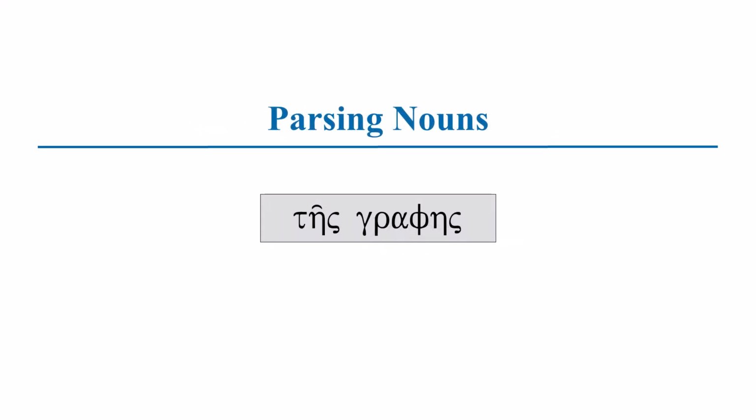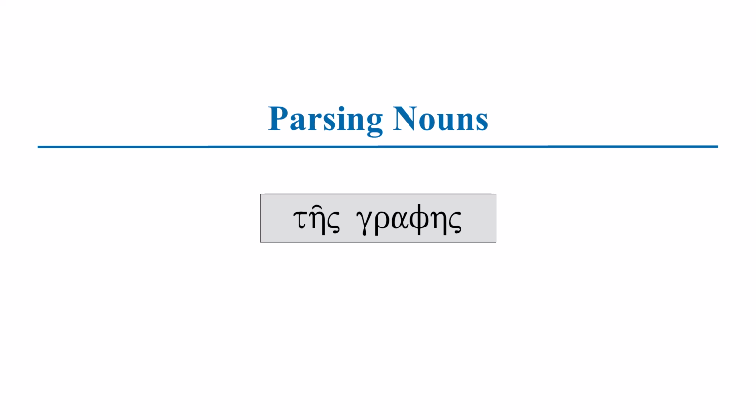Let's look at the next phrase. Tes graphes. How do you parse this phrase? To parse the phrase, you're going to look at the noun, and the noun here is graphes. When you're looking at the word graphes, you focus on the case ending. Looking at the case ending and keeping in mind the paradigm, the gender is feminine and the number is singular based on the case ending, and the case is genitive. And because the case is genitive, remember, when you're translating genitive, you add the word of before the noun. You say of something. So in this word, you have the word graphe, and graphe means writing or scripture. So the translation is going to be of scripture.